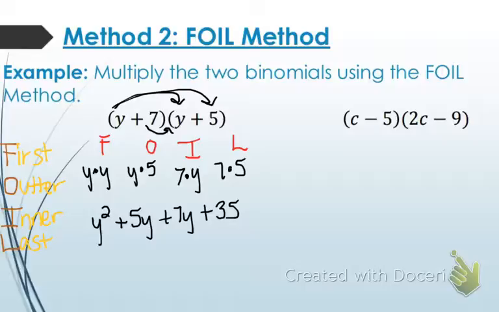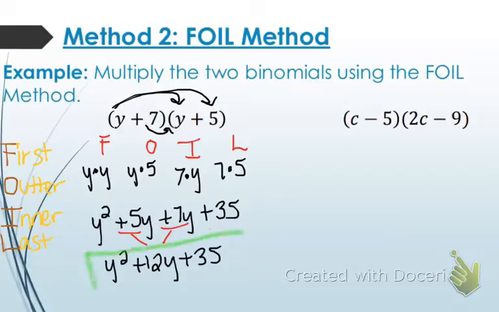Again, before you say, okay, that's it, do you have any like terms? Yes, we do. 5y plus 7y. So we bring down the y squared. 5 plus 7 is 12 with a y, and we bring down the 35. This here would be our final answer. Again, FOIL method.